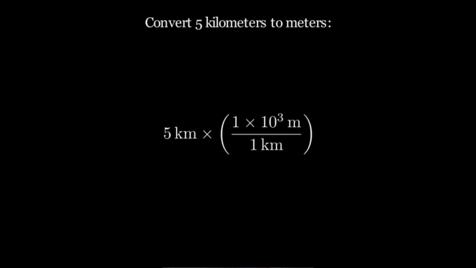There are 10^3 meters in 1 kilometer. So we use this conversion factor. Convert 5 kilometers to meters. The answer is 5 × 10^3 meters.